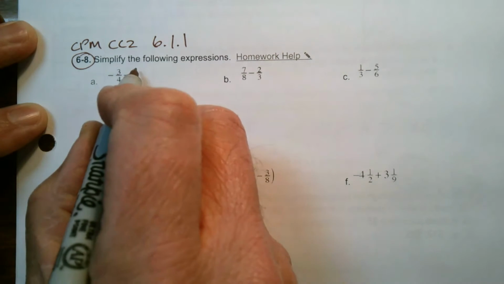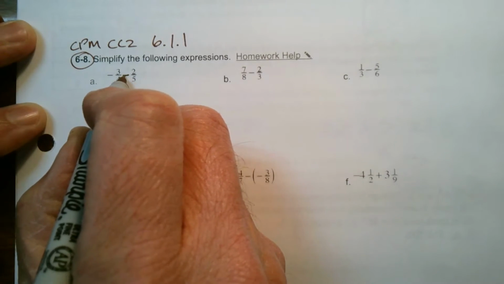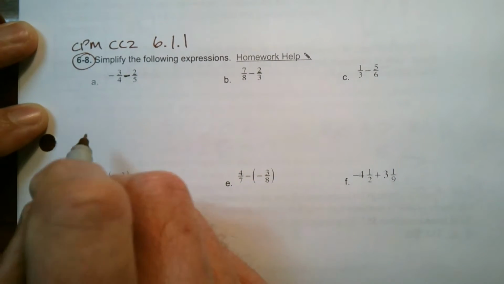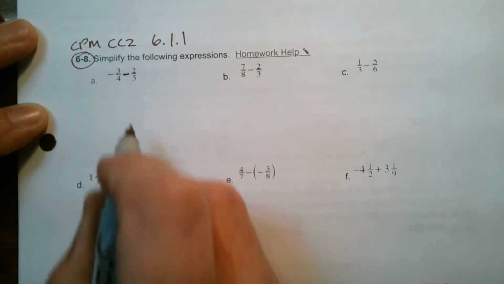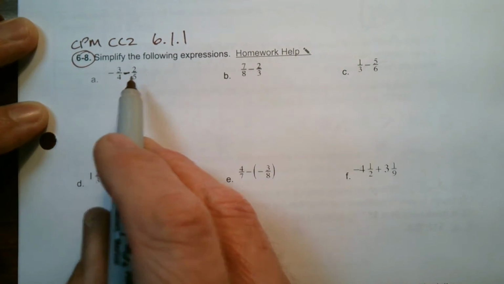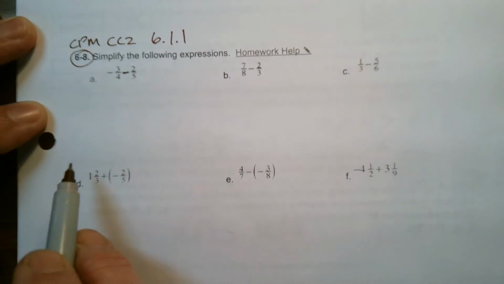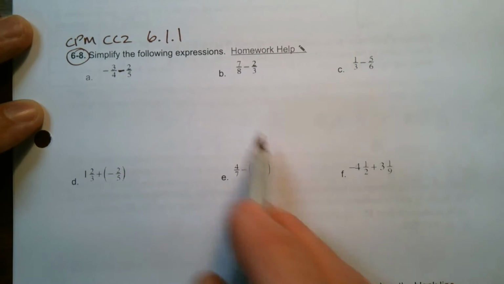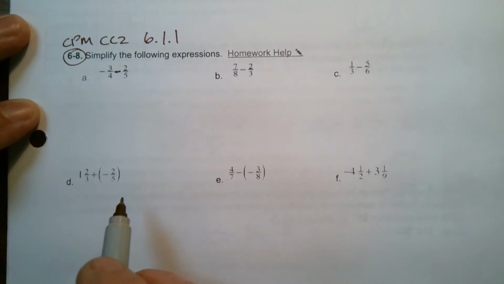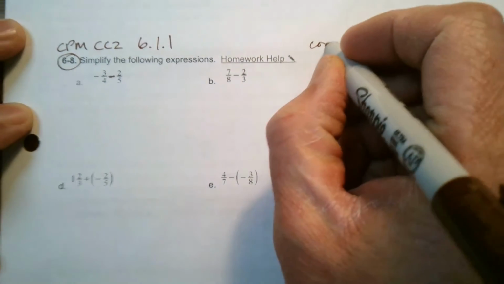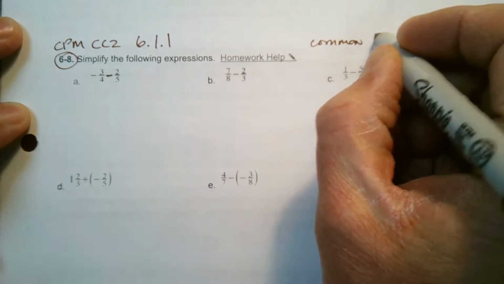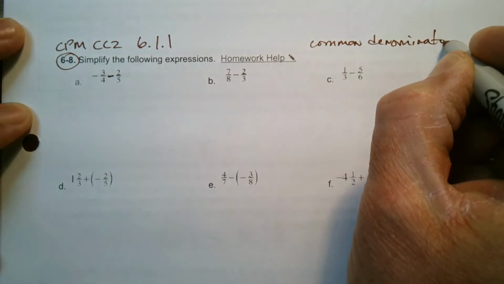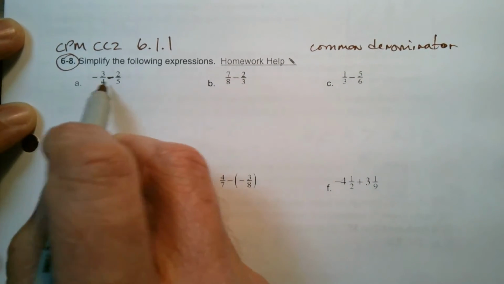I have to subtract fractions. And in order to subtract or add fractions, you have to have a common denominator, right? If we look, this is subtraction, subtraction, subtraction, addition, subtraction, and addition. So no matter what, every one of these has to have a common denominator, which means your bottom number has to be the same.